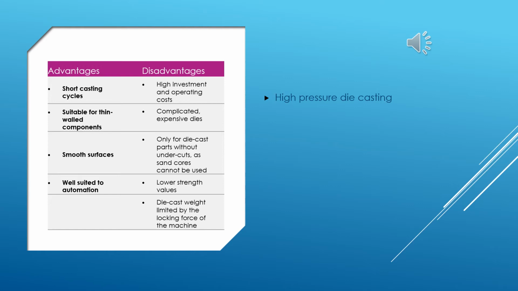This advantage makes it a commonly used manufacturing process. It also has some disadvantages. It has high investment and operating cost. It is complicated and expensive. And it produces low strength volumes. Also, die casting weight is limited by the locking force of the machine. These limitations lower the commercial value of a high-pressure die casting production line.